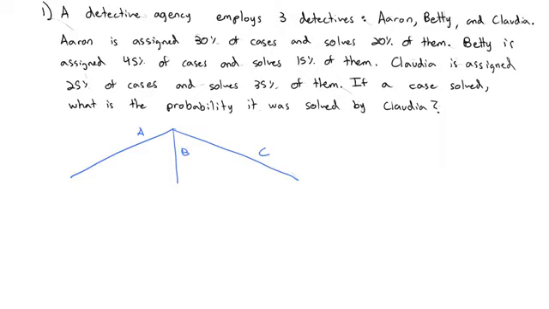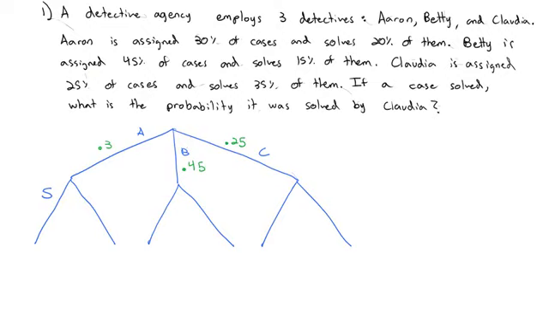Let's give percentages to each of these. Aaron is assigned 30% of the cases, so 0.3 for Aaron. Betty is assigned 45% of the cases, 0.45 for Betty. And Claudia is assigned 25%, 0.25 for Claudia. Depending on who it's assigned to, one of two things is going to happen each time. It will either be solved or not.